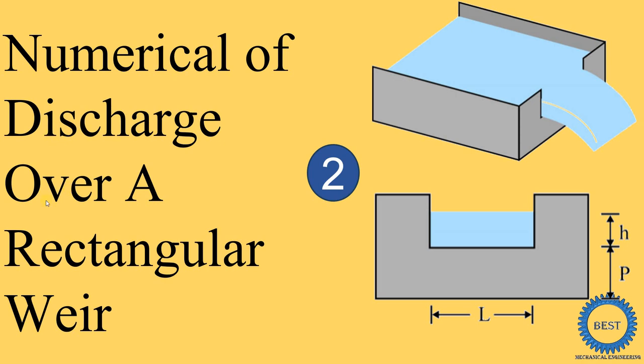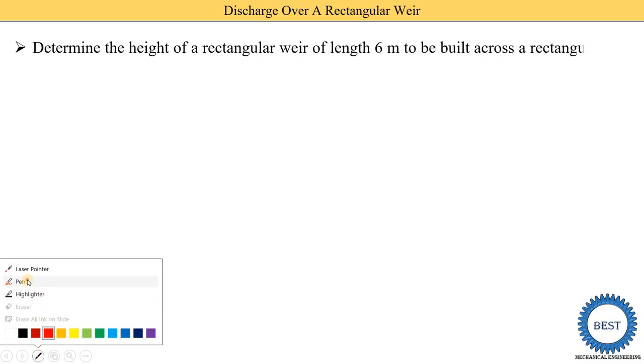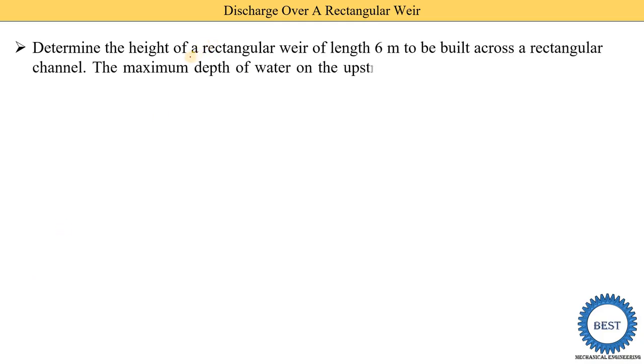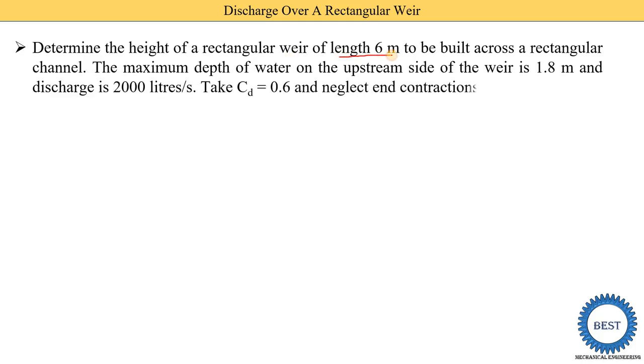In this video, we solve the numerical of discharge over a rectangular weir. So first we understand the problem statement. Determine the height of a rectangular weir of length 6 meter. Means here the length of the weir is given. It is 6 meter, to be built across a rectangular channel. Means the weir is created on a rectangular channel.